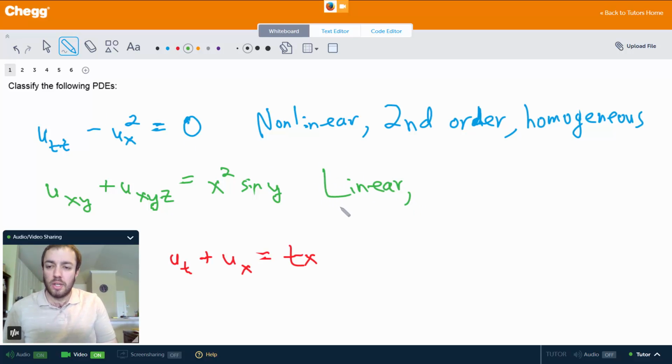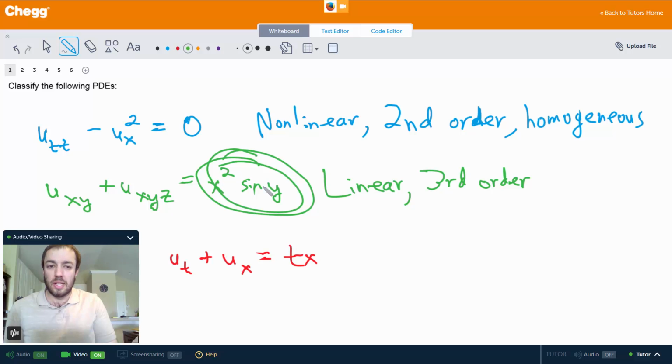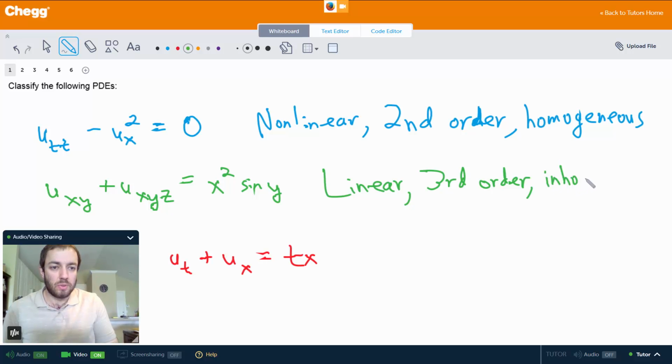Now how about the order? Remember, the order is the highest order derivative that appears. Here's a second order derivative. Here's a third order derivative. So this is a third order equation. And then finally, because we have this equaling some function of the variables that's not 0, so not always 0, it's inhomogeneous because we have x squared sine of y instead of 0. So this is inhomogeneous, or maybe non-homogeneous if you prefer.